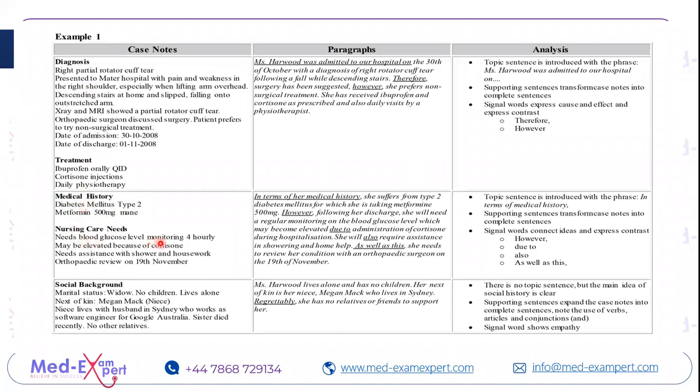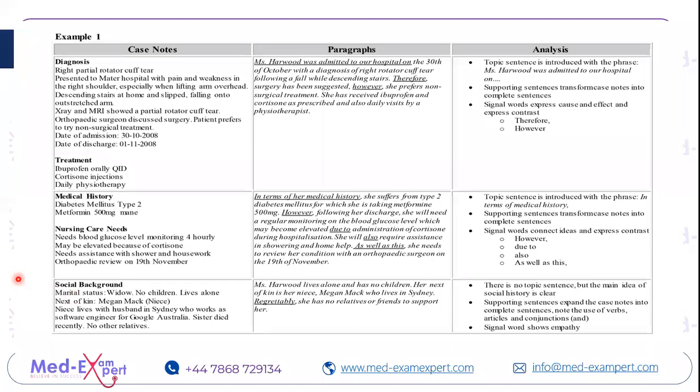Nursing care needs: she needs monitoring hourly, maybe elevated because of cortisone, needs assistance with shower and housework, orthopedic review on 19th November. So everything will be mentioned in the nursing care needs. That means what care was given during her hospital stay. Okay, so you have to write this.